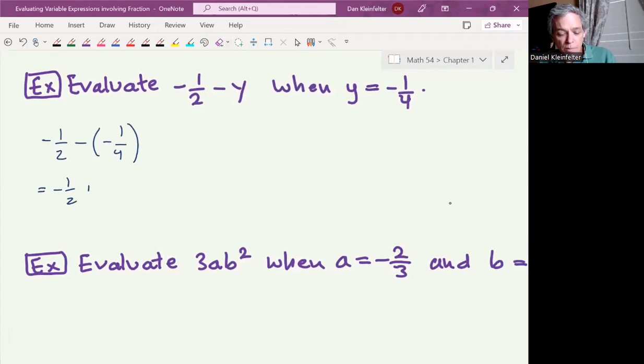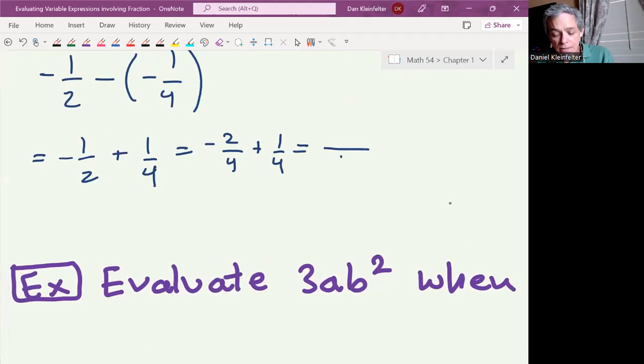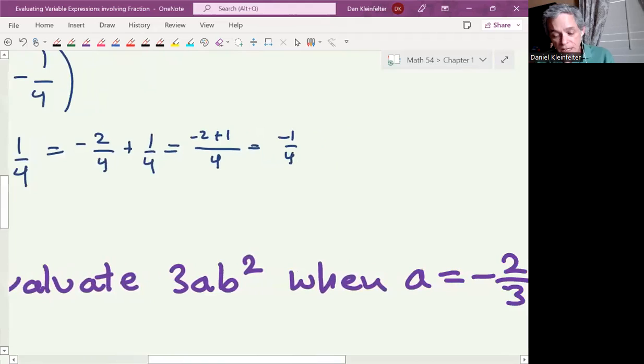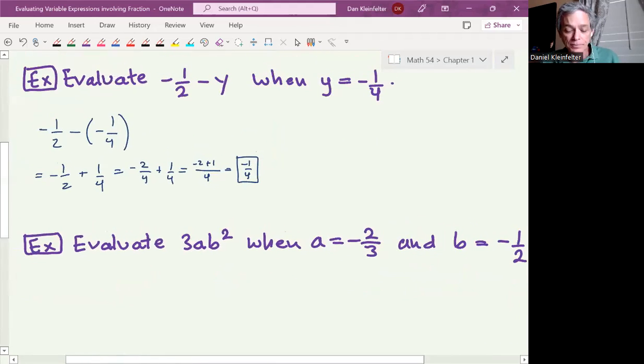Negative 1/2 plus 1/4. So here we're combining our two fractions. We need to get the denominators the same. To turn halves into fourths, we'll multiply the top and bottom by 2. This will give us negative 2/4 plus 1/4. Now that the denominators match, we're able to combine the numerators and get negative 1/4 for our final answer.